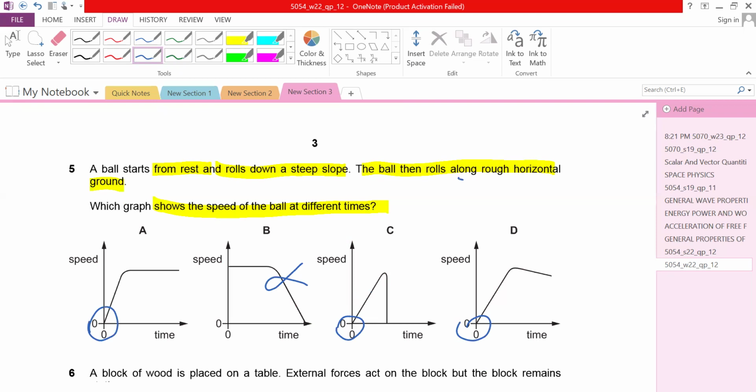Then the ball rolls around along the rough horizontal ground. So when the ball is rolling around the rough horizontal ground, its speed would be changing instead of being constant. So option A is incorrect. Its speed won't be decreasing suddenly. Option C is incorrect. The correct option is D, that its speed would be changing and decreasing slowly. So the correct option for question number 5 is D.